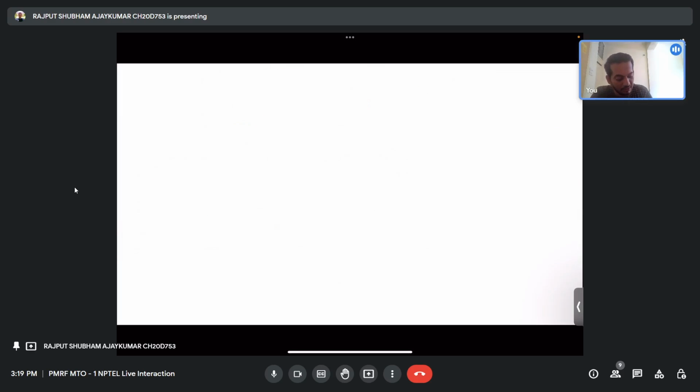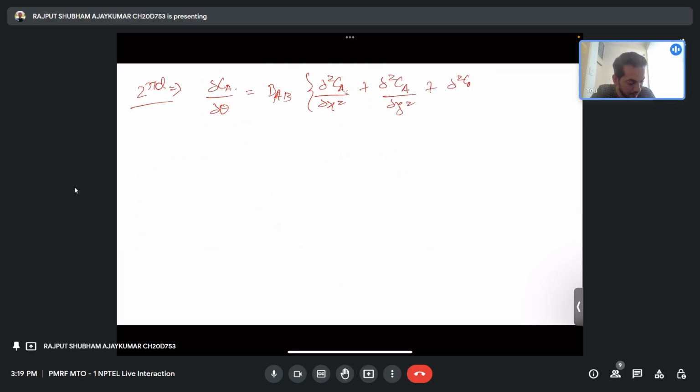Now, Fick's second law can be derived using the same equation of continuity. It is given by del Ca by del theta equal to DAB, the diffusivity of A with respect to B, times del square Ca by del x square plus del square Ca by del y square plus del square Ca by del z square. So this is one form of Fick's second law of mass transfer, related with the help of the equation of continuity.